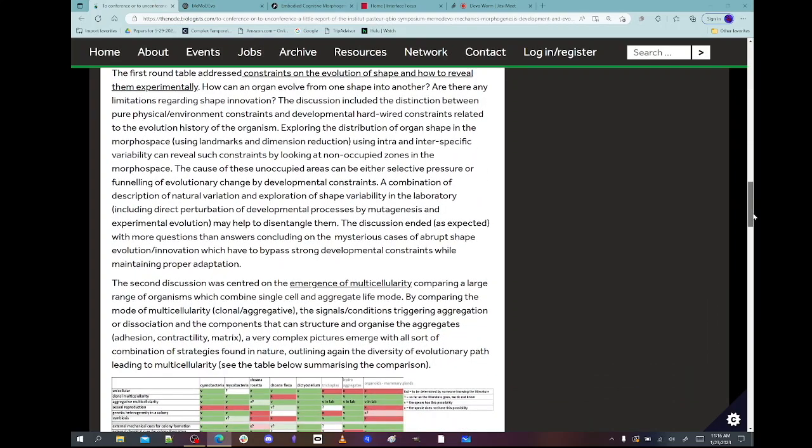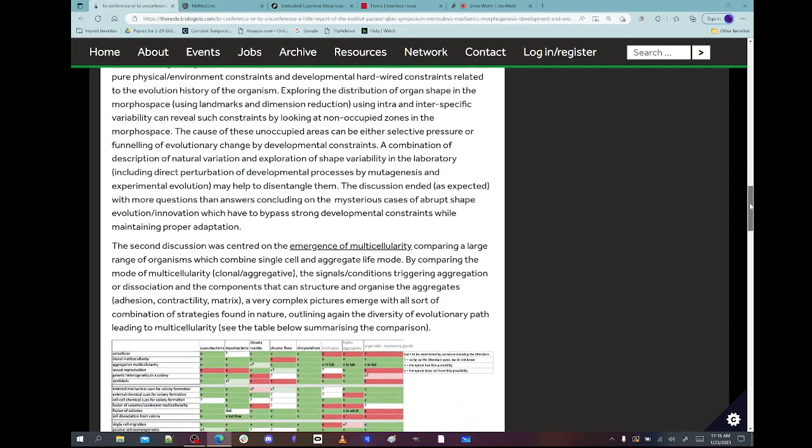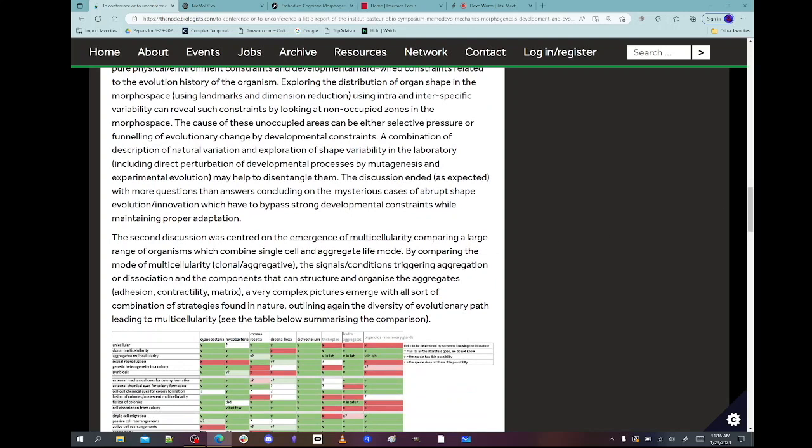This is something we might return to in talking about natural selection and development. And this tells you a lot about the possibilities of what evolution can produce, what it can't produce from a certain starting point. The second discussion was centered on the emergence of multicellularity.